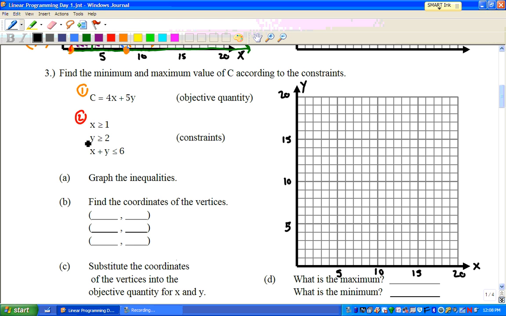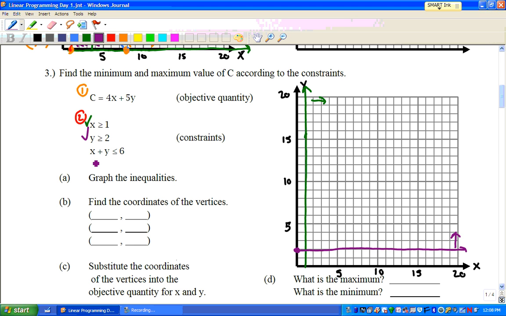Okay? My first one, we'll call it my green line. x is greater than or equal to 1. Same idea, solid line, and you would shade to the right of this one. Okay? y is greater than or equal to 2. We'll call that my purple line. I'm going to draw on this right here. We found the value of 2 for my y, and we would shade above.